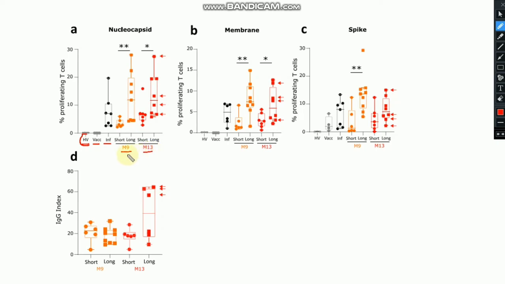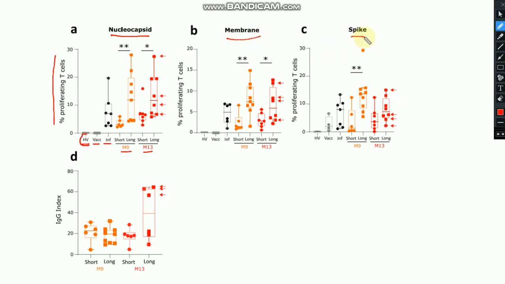These are the individuals 9 months after the infection, and the individuals who got infected. After 13 months they collected the samples. So there are 5 different kinds of samples. After their experiment, what they observed were the proliferating T cells against nucleocapsid, against membrane, and against spike.